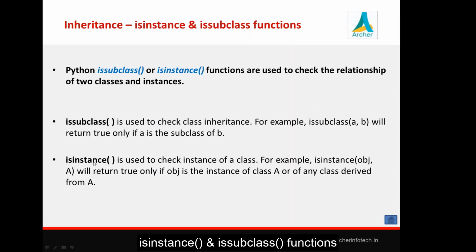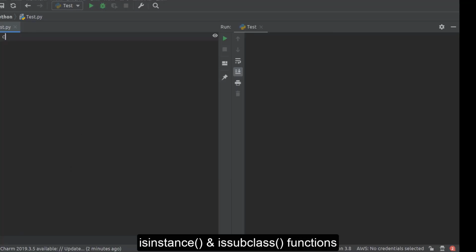And the second function, isinstance, is used to check the instance of a class. If you're calling this function like this, isinstance, then object, and then class name, then this function will return true if this variable is an object of class A or any of its derived classes. Okay, so let's see how we can use them.